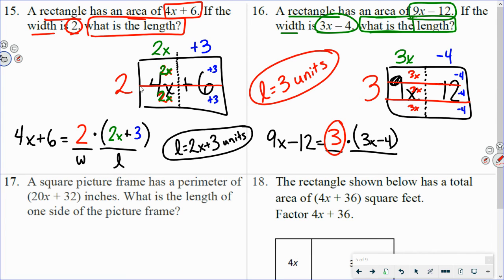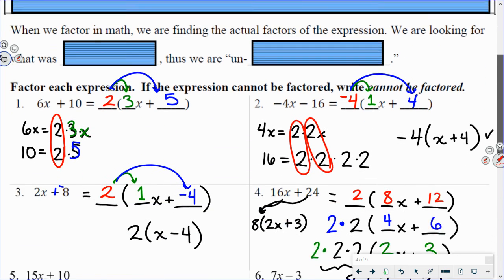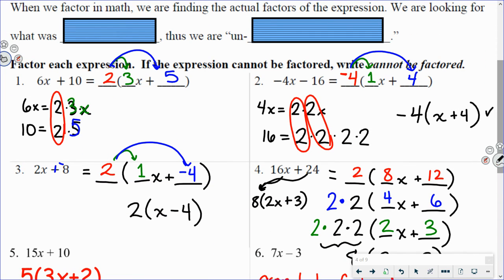You see how those problems are similar? You see how those problems are different? Again, any factoring problem, including those ones on the front side, if you wish, you could go back. If you're getting stuck, you could draw a rectangle.